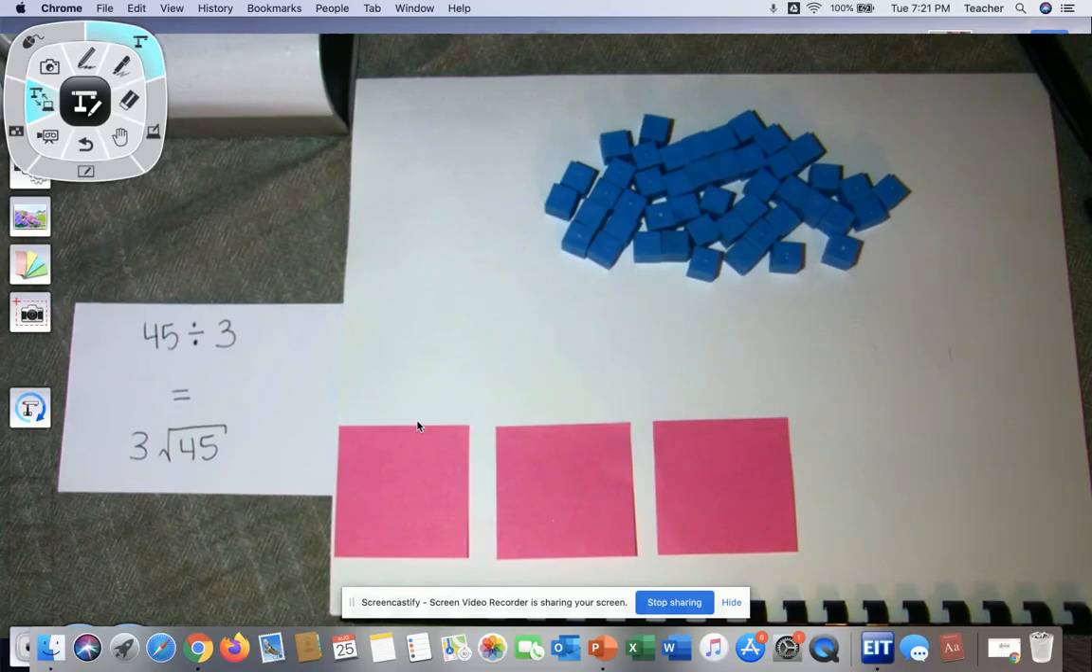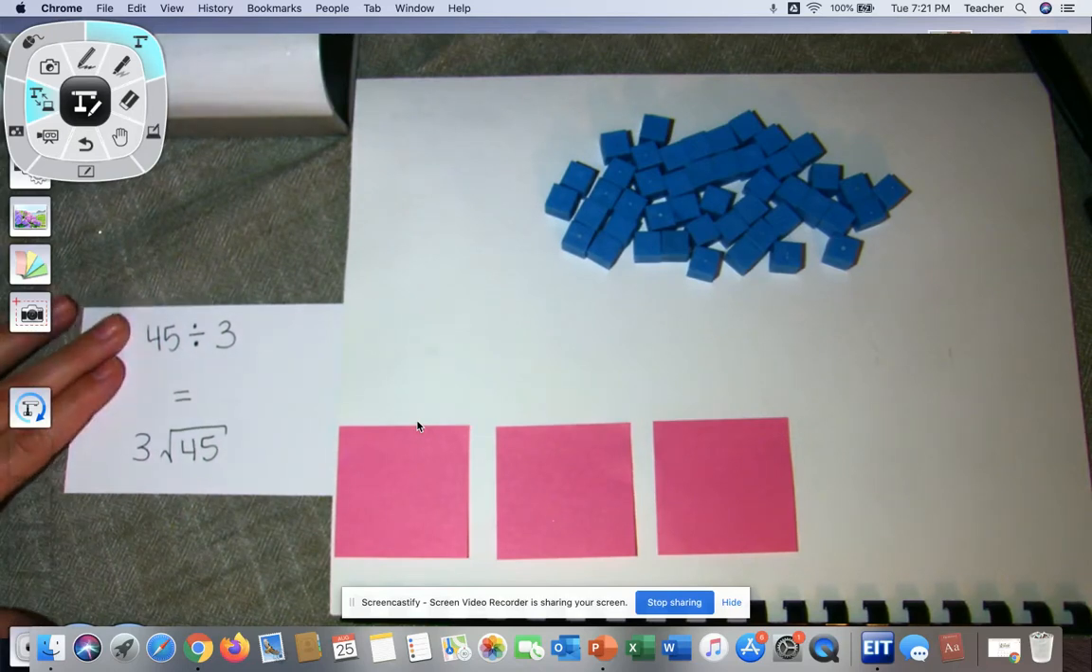Okay, so we're going to talk about division. And when we talk about division, we're going to review what you did in third and fourth grade with grouping. Okay, so we have a problem here on the left. It says 45 divided by 3. There's two ways that you can write this equation.